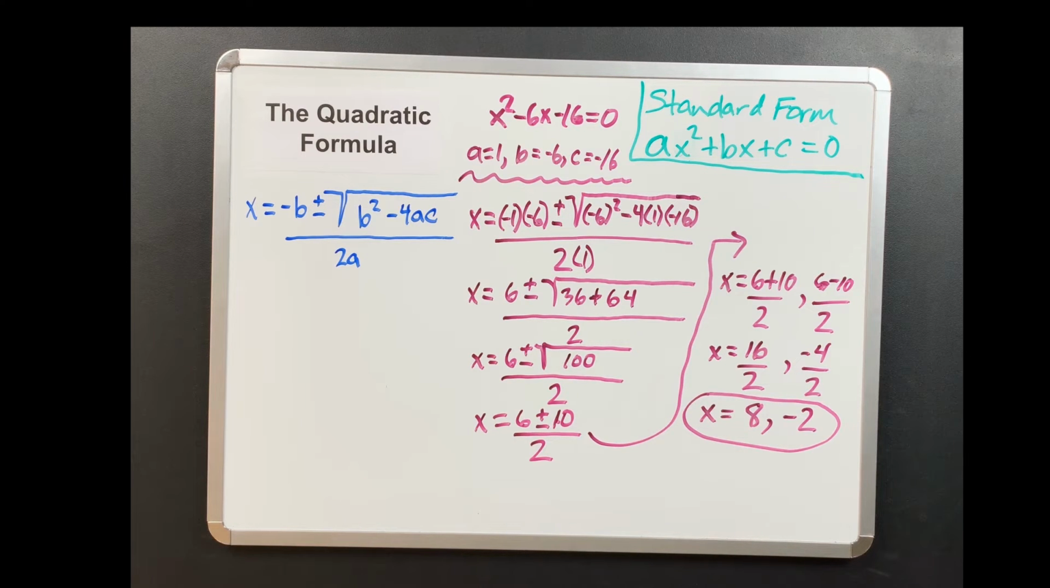Now, usually we'll stop right there, but you're wondering, what does that mean? What does that mean? X equals 8 and x equals -2. Well, I'm going to show you what that means. And what that has to do with is what this means in reference to a graph.